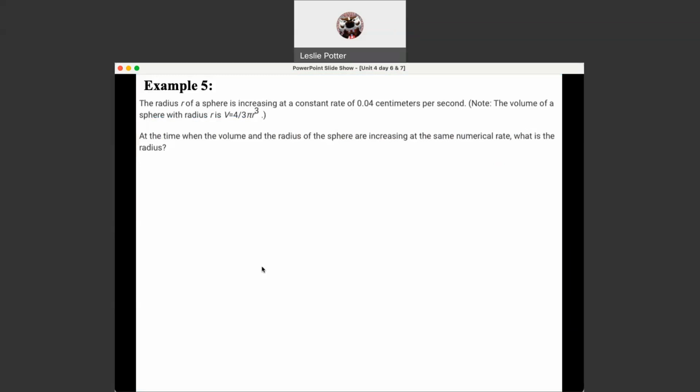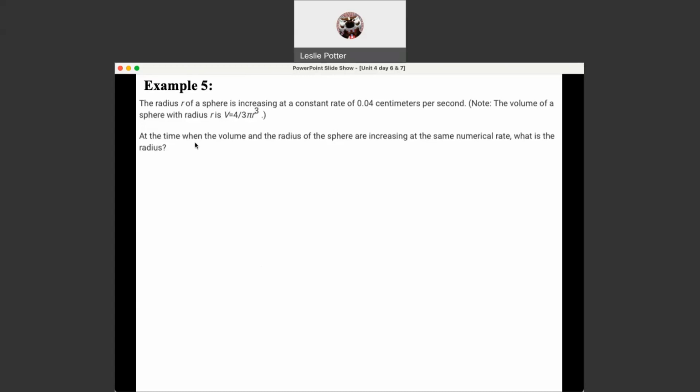Okay, so looking at example 5 here. It says the radius of a sphere is increasing at a constant rate of 0.04 centimeters per second. So we got some units here. Note the volume of a sphere with radius r is V equals 4/3 pi r cubed. So notice this is an old AP question. They give you the volume equation right there. They do that a lot in free response questions.